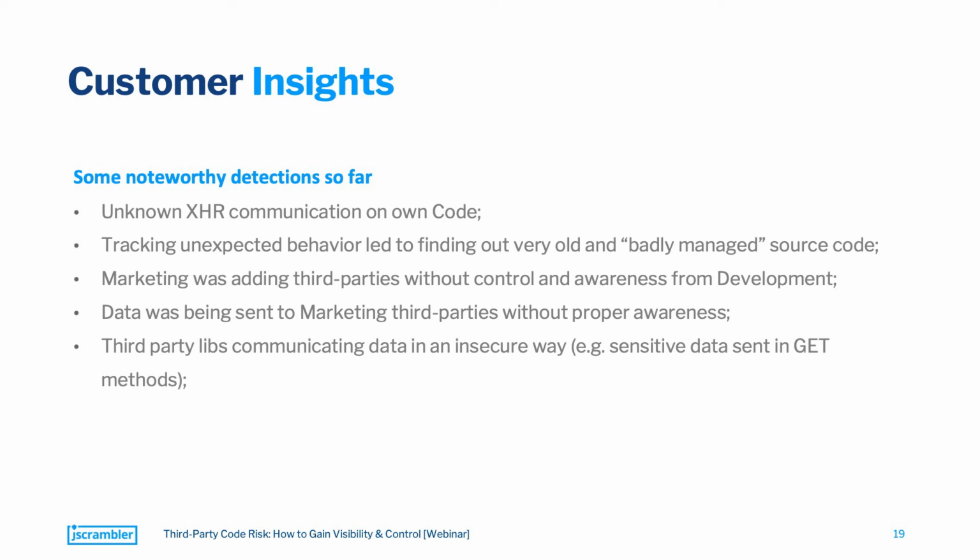And finally, there were also some third-party libs that they found out were doing things in an uncontrolled, insecure way. For example, they were using GET methods to pass sensitive data to a third-party domain and not following the best practices that they were supposed to. And of course, that's a risky situation, and they had to act on it and change the third-party libs.